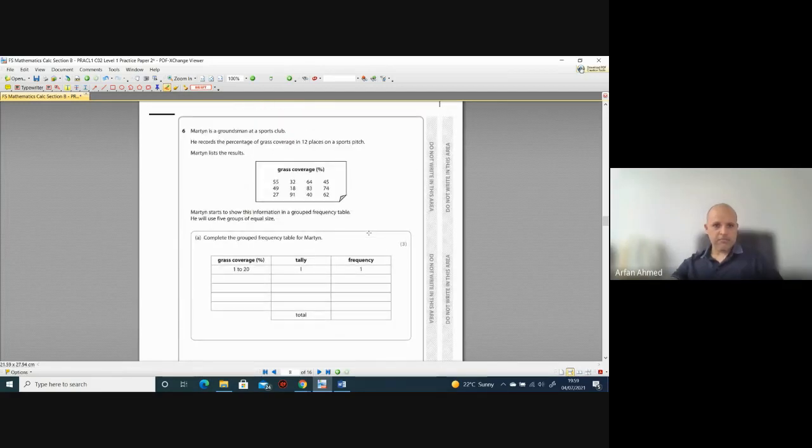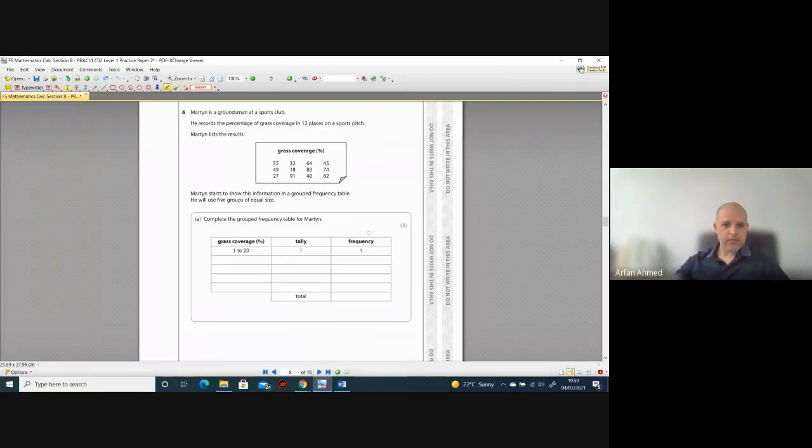Number 6. Martin is a groundsman at a sports club. He records the percentage of grass coverage in 12 places on a sports pitch. Martin lists the results and starts to show this information in a grouped frequency table. He will use 5 groups of equal size. Complete the grouped frequency table for Martin.